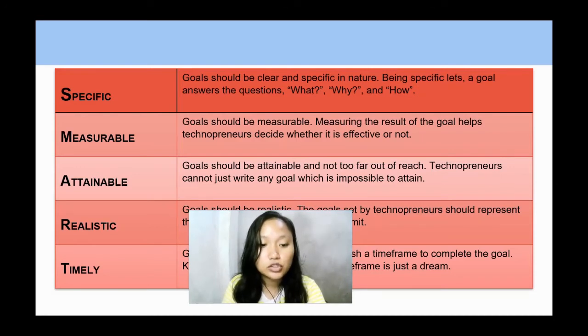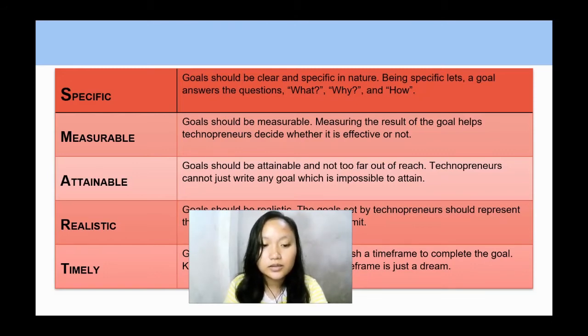So next is measurable. Goals should be measurable. Measuring the result of the goals helps technopreneurs decide whether it is effective or not. How would you know if you achieved your goal? Break your larger goals into smaller ones so you can track what you've accomplished easily.